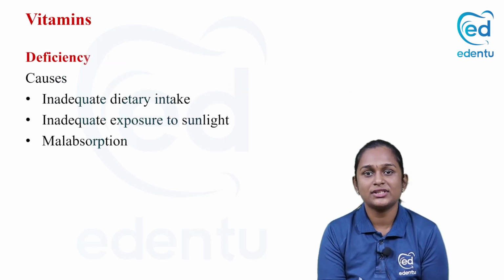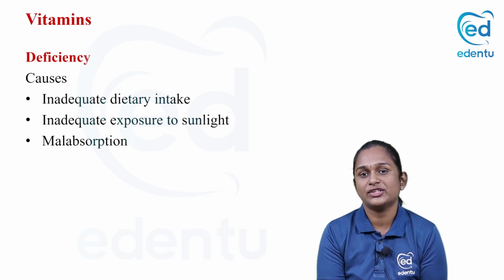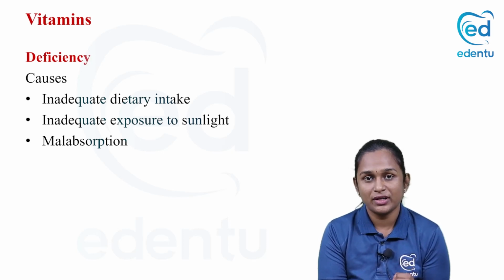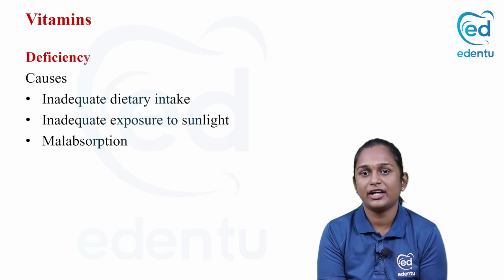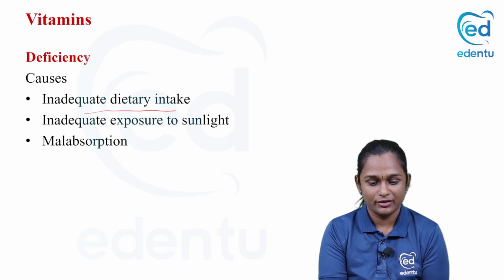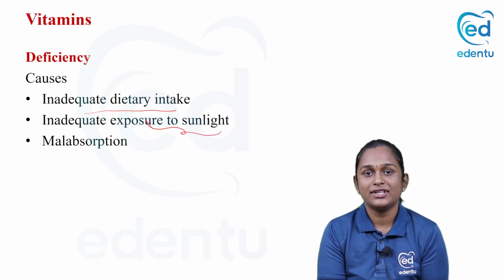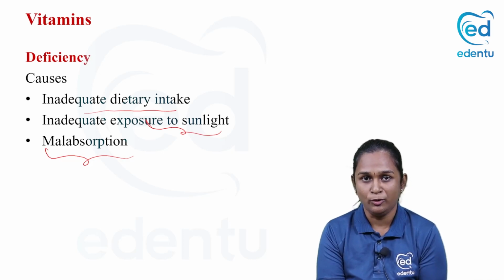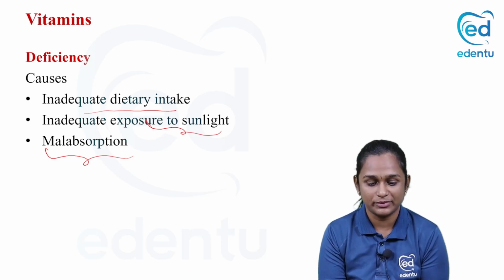What happens when there is a deficiency of vitamin D, and what causes it? Whenever the person takes an inadequate diet of vitamin D, or is not exposed to sunlight at all, or whenever there is malabsorption syndrome, because we know it gets absorbed along with fat. In malabsorption syndrome, fat will not get absorbed, so in those conditions there will be deficiency of vitamin D.